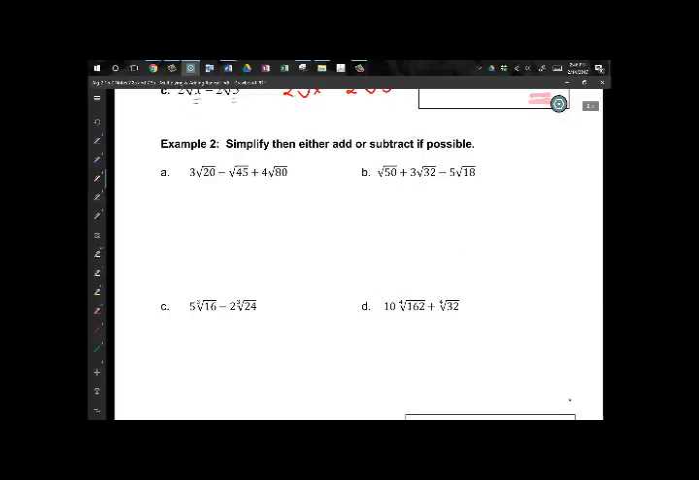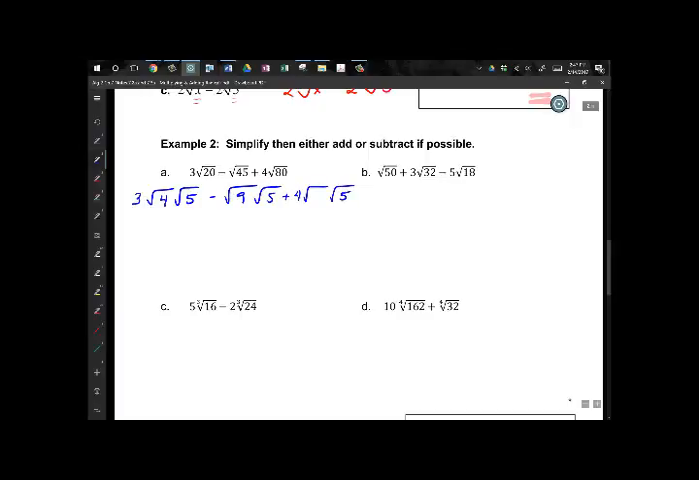So let's just remember our square roots and our cube roots and things like that. We have 3 root 20, root 45, and 4 root 80. So let's break each one of these down. Root 20 is 4 and a 5. 45 is 9 and a 5. And 80 is going to be something you would have to assume, times a 5.